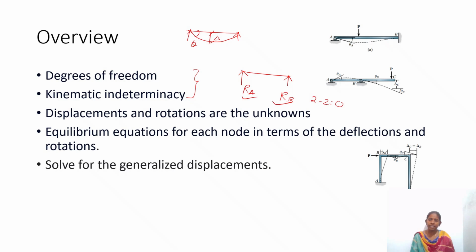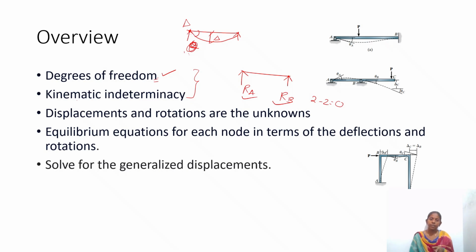The kinematic indeterminacy is the calculation of the number of degrees of freedom. Kinematic means the movement. The movements allowed in a structure are called degrees of freedom. So at this point theta is allowed. Some theta can be measured, but delta is not allowed. So theta and delta are the characteristics to count the degrees of freedom, and RA, RB are the characteristics to count the static indeterminacy.